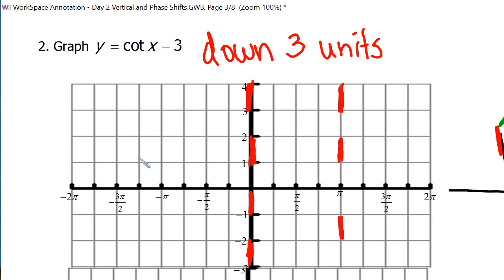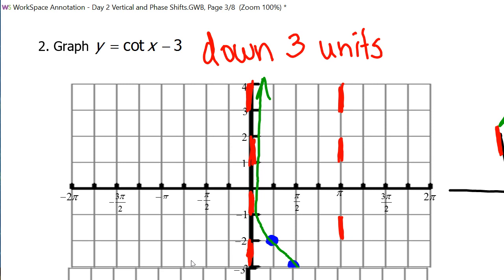Now the middle point is normally right here at the x-axis. But when I move that point down 3 units, where would it be? Down here at -3. So pi over 2, drop it down to -3. Then the left arm points up, so go up 1 unit, and the right arm points down, so on the right side, go down 1 unit. Now that is only one period. Do I leave my graph with only one period on here? No, you need to fill up the entire graph.